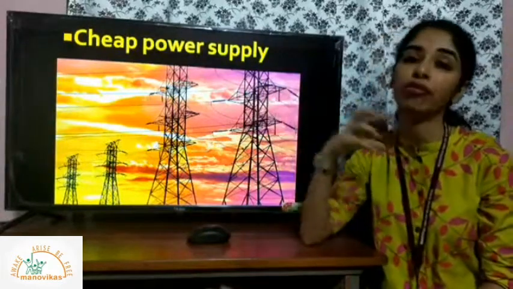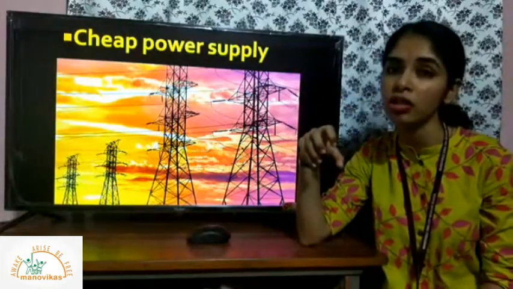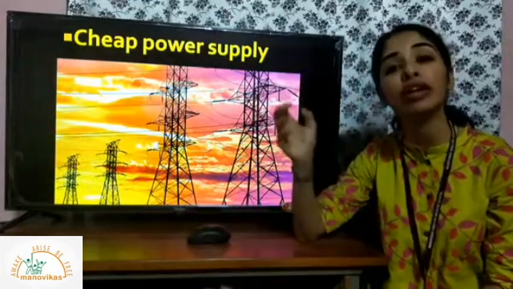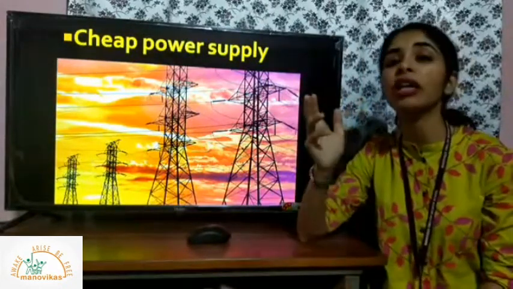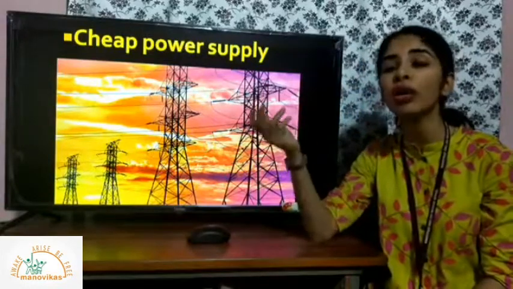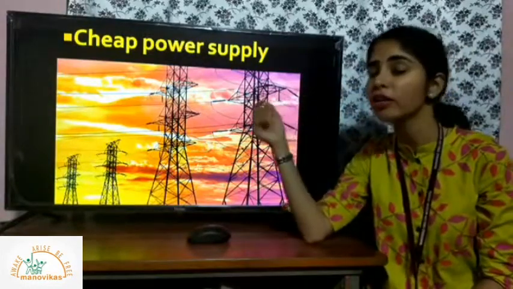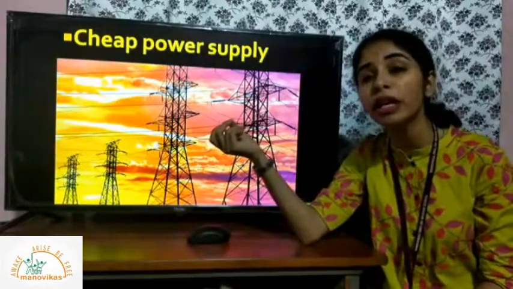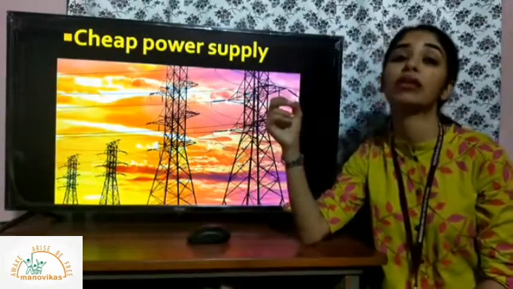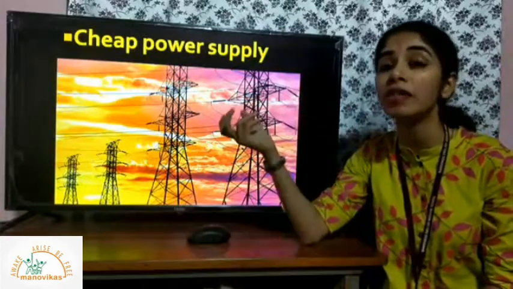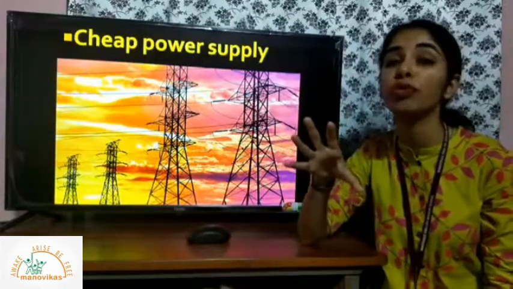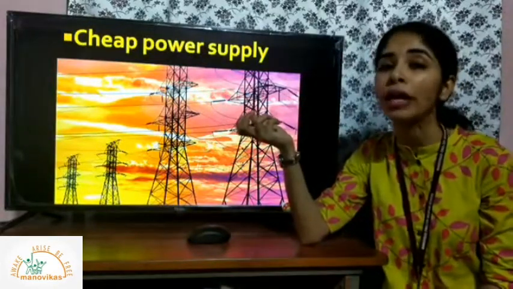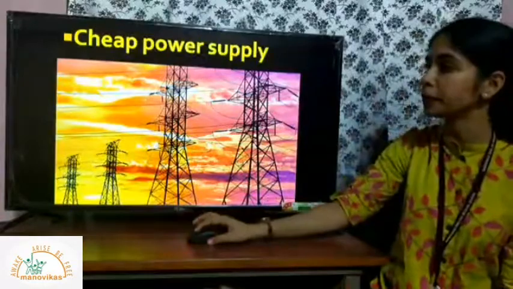So these electricity sources or power sources are required, and that too continuously, regularly. An industry cannot function if there is no electricity supply, right? So this is a key requirement. Plus the electricity should be quite cheap. If the electricity is very expensive, then the goods that the industry produces also will be quite expensive.